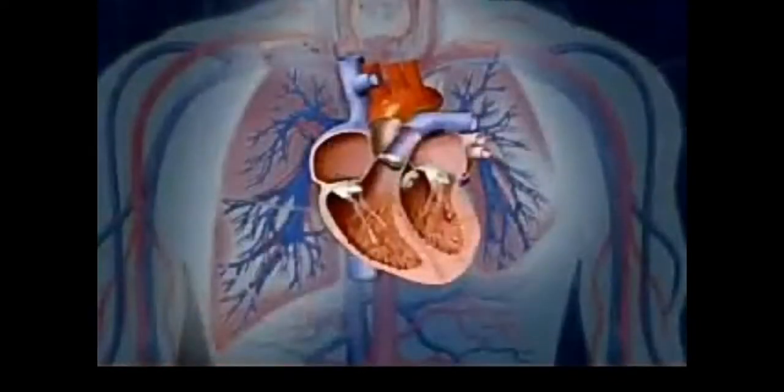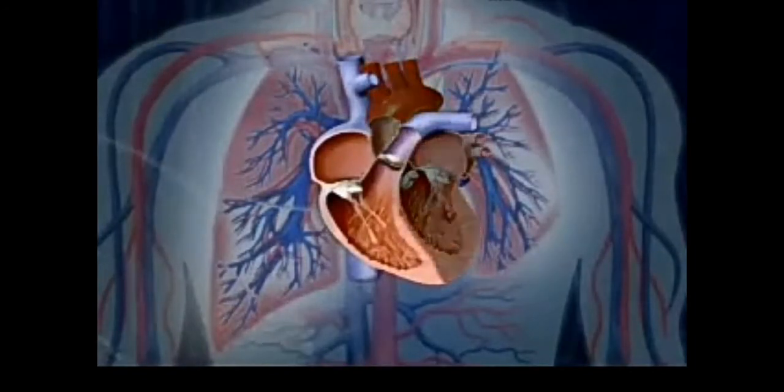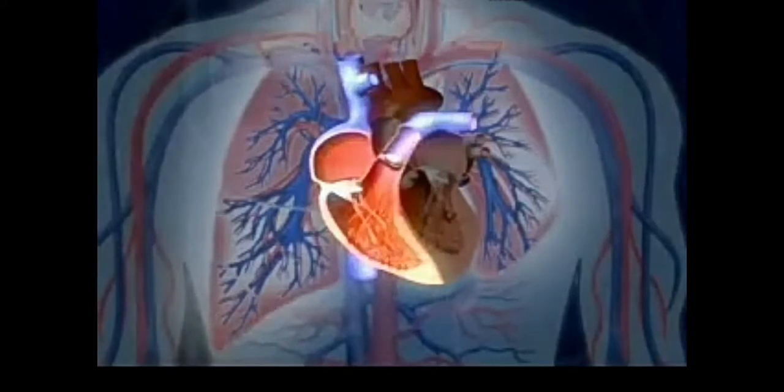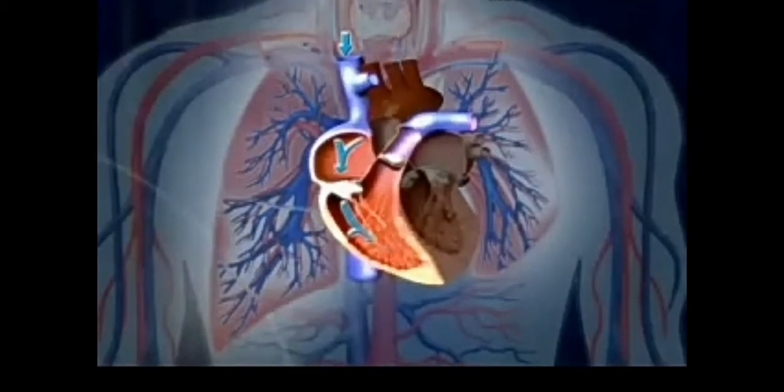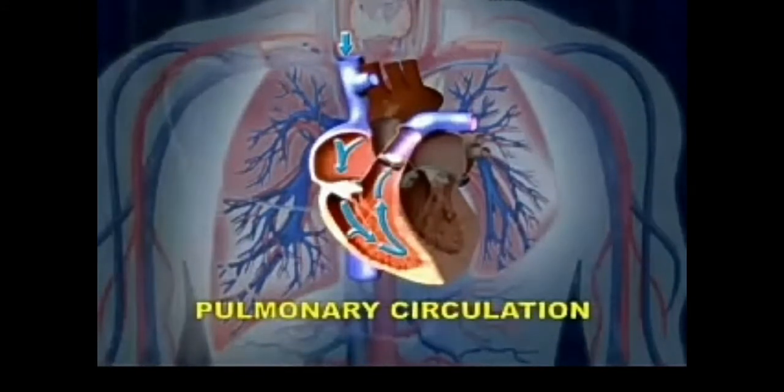Oxygen-poor blood from the body enters the right side of the heart through the right atrium, then through the right ventricle. The blood is then pumped out of the heart to the lungs. While in the lungs, it releases carbon dioxide and picks up oxygen. This process is called pulmonary circulation.